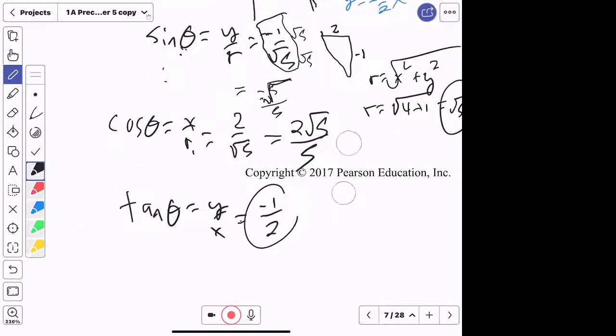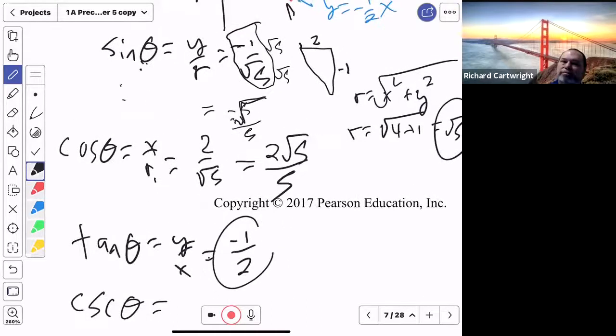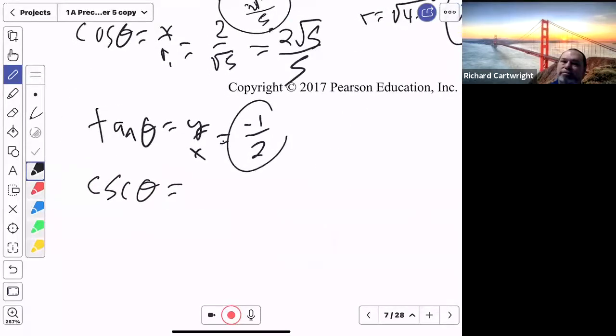Okay, reciprocals. Reciprocal identities are called. Cosecant of theta. The reason I like my original answer, I don't want to flip this answer. If I flip this answer, then I got to rationalize again. Why don't I flip the first answer? Negative 1 over the square root of 5 becomes a negative square root of 5 over 1, which just turns into negative square root of 5.